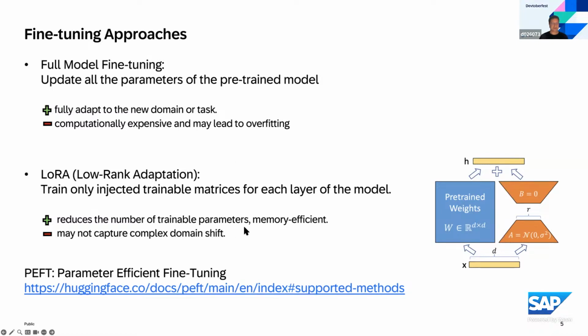And as you can see, the advantage is that it significantly reduces the number of parameters that have to be trained. It is more memory efficient because it's also smaller. But in complex domains, it may not capture the domain shift. But still, it is proven to be a very good approach. And we have also done experiments and achieved very good results with it.